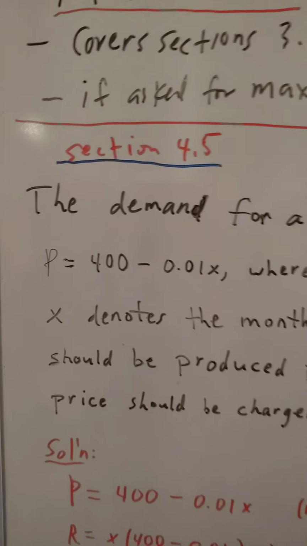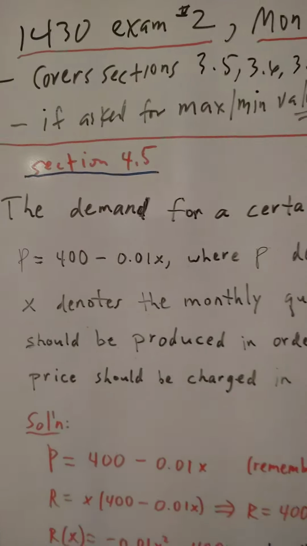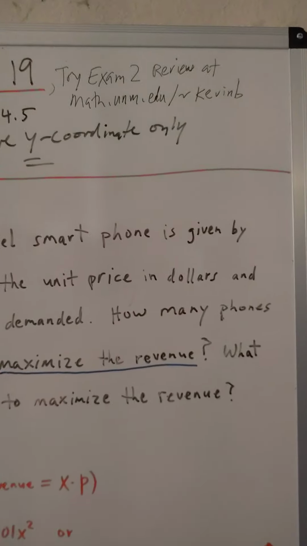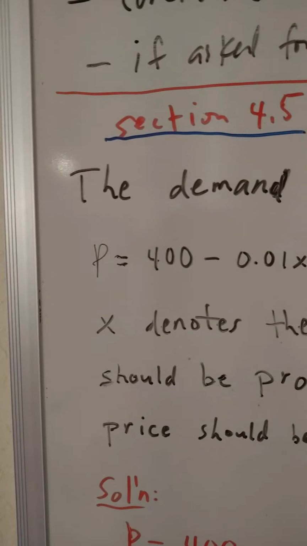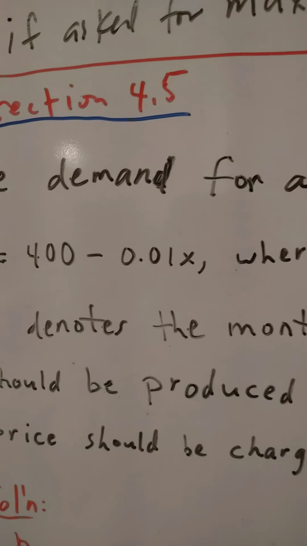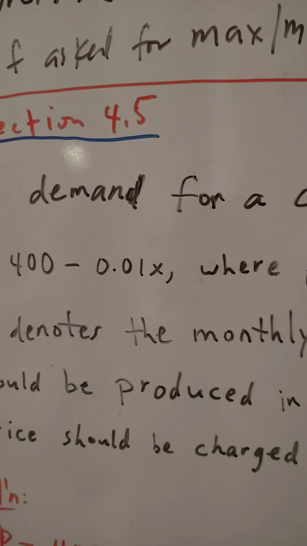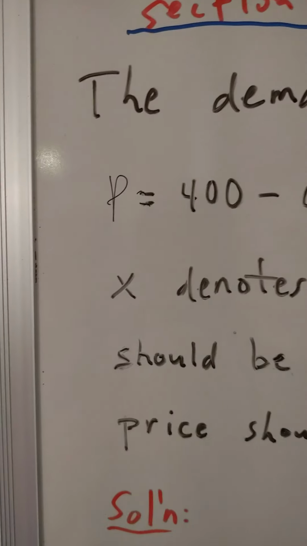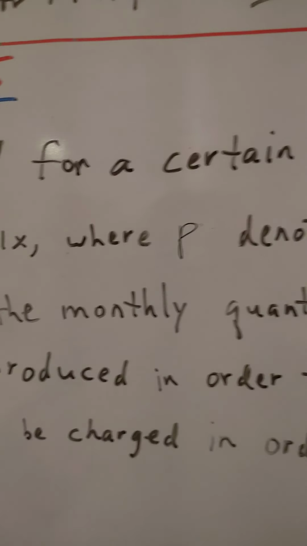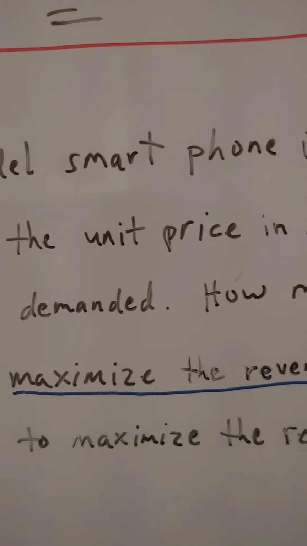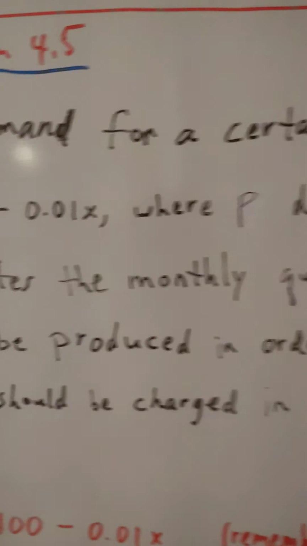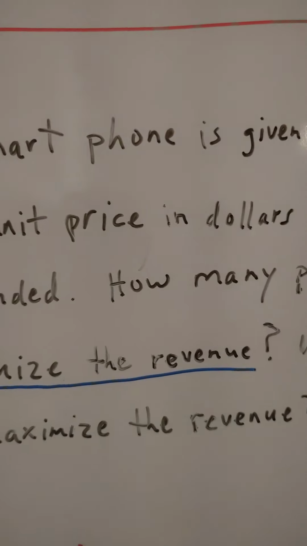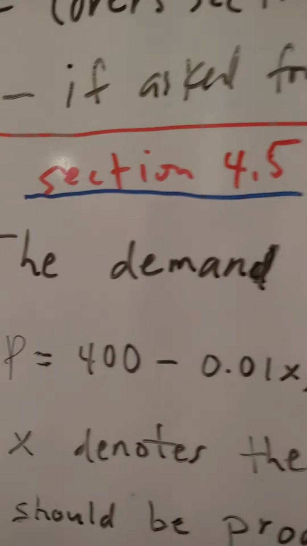Okay, so let's do section 4.5. It's a long word problem. The demand for a certain model smartphone is given by P, which stands for price, equals 400 minus 0.01x, where P denotes the unit price in dollars and the variable x denotes the monthly quantity demanded. How many phones should be produced in order to maximize the revenue, according to this price equation, this demand equation?